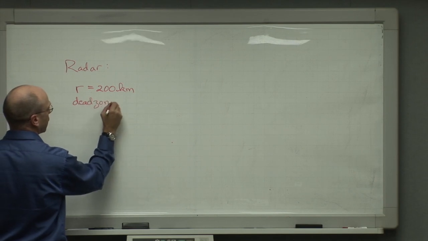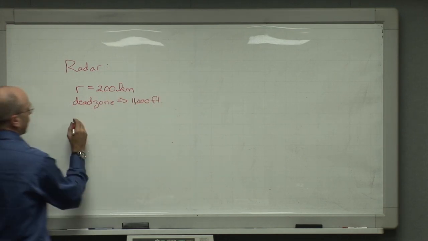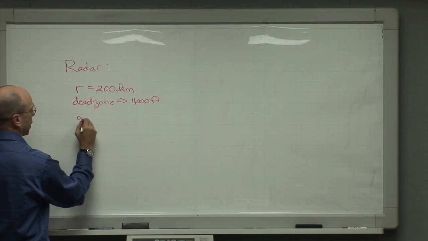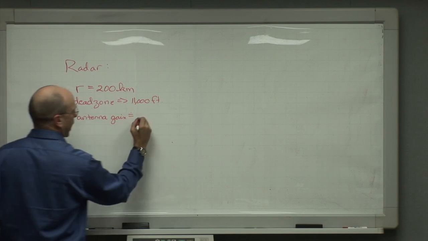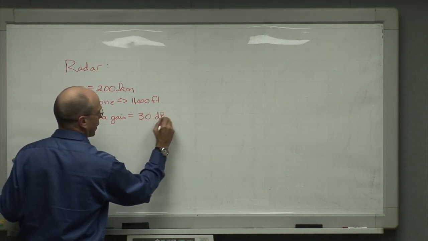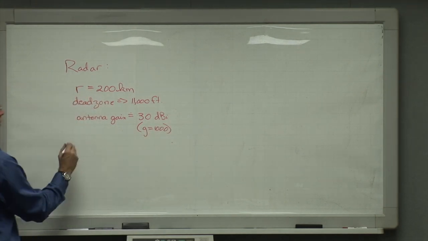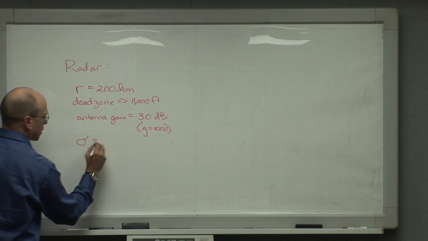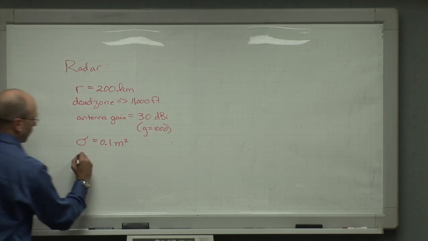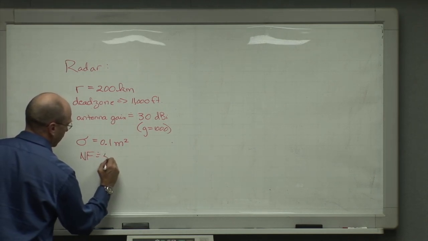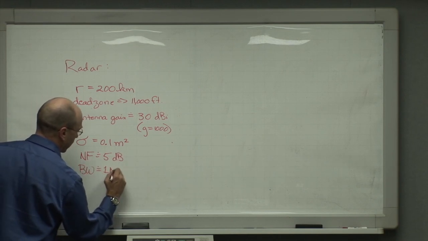The dead zone where we can't see targets extends up to about 11,000 feet altitude, so that's not too bad. The antenna gain is about 30 dB over isotropic, which is a linear gain factor of 1,000. The cross section of the target that we want to be able to see was about a tenth of a square meter. The noise figure of the radar was on the order of 5 dB. The radar receiver bandwidth, and we'll hit that in a minute, was on the order of 1 megahertz. You'll see why in a moment.